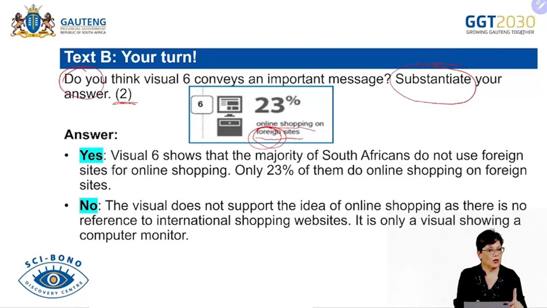But I can always say no, always. And I can say the visual, and remember we said it looks like a little computer, doesn't support the idea of online shopping, as there is no reference to international or foreign sites. This little computer doesn't tell me about foreign sites. So there's actually no connection between a computer screen and the fact that we're actually talking here about international websites. Can you see? Very clever. Right.